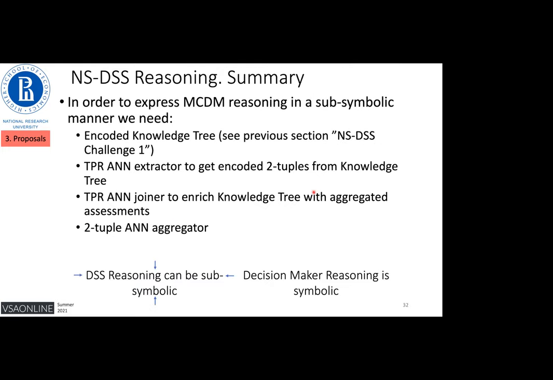So in summary, in order to express MCDM reasoning, we need several parts. The first one is the encoded knowledge tree. The second is the ability to extract certain parts from the TPR, which contains the knowledge tree. Then we need a joiner network that would, in contrast, enrich the knowledge tree with aggregated assessments. And we need a two-tuple NNN aggregator.